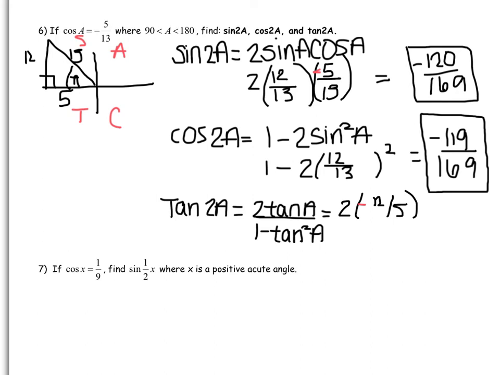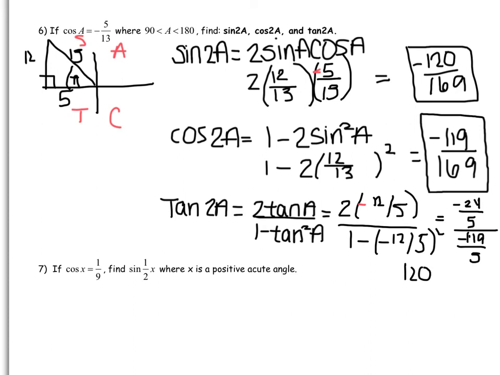And then the bottom would be 1 minus negative 12 over 5 squared. If you do the numerator separate from the denominator, the numerator would be negative 24 over 5. The denominator would be negative 119 over 5. And then if you put that into the calculator separate, you should get 120 over 119. So try those out, pause the video, see if you can get those numbers.